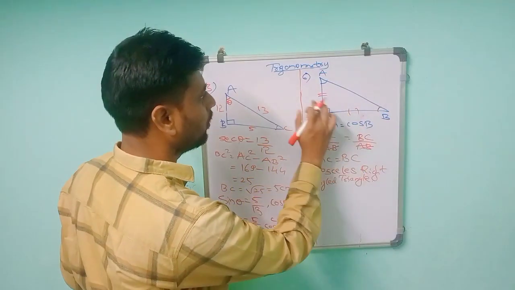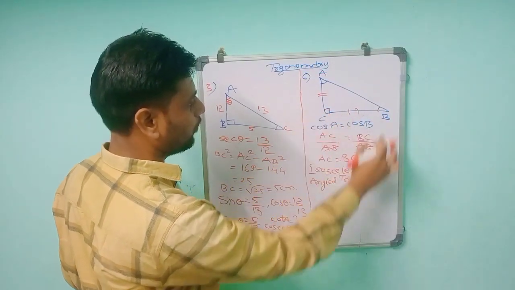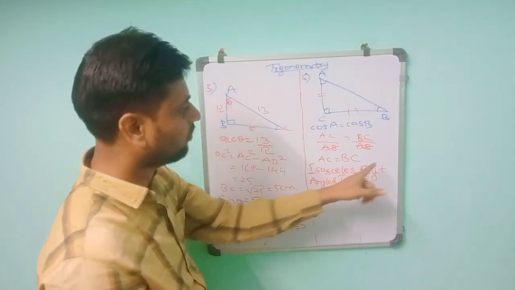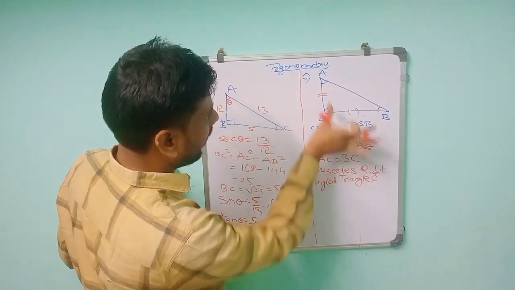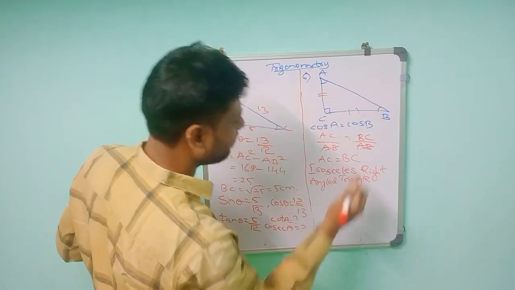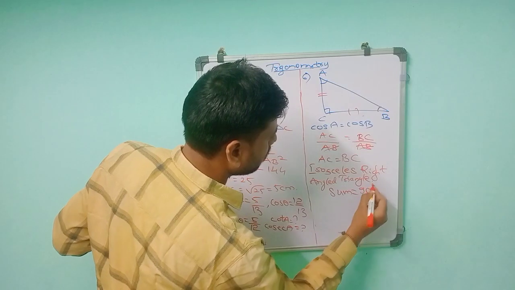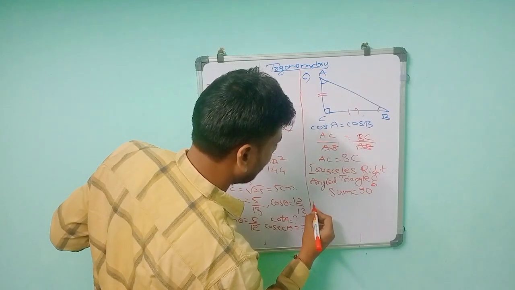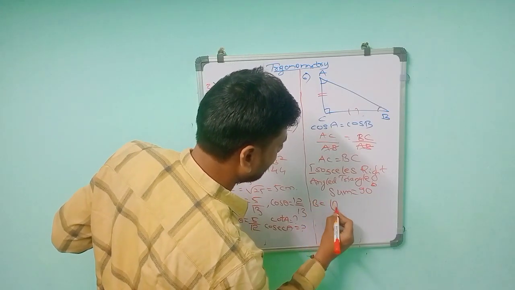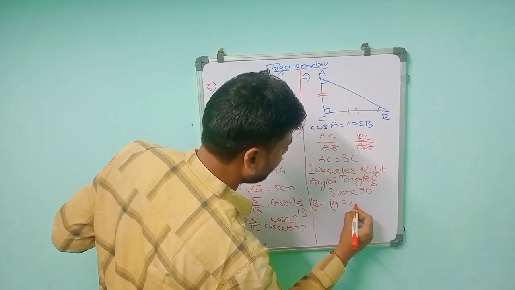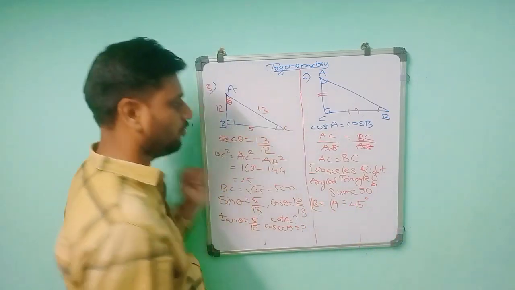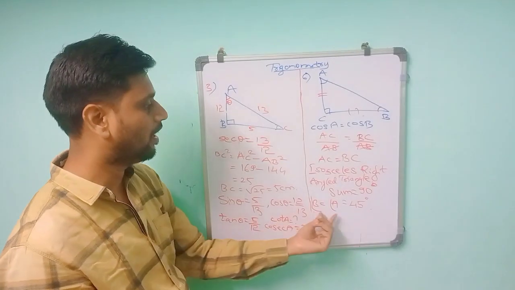AC is equal to BC, we have proved this. So these two sides are equal, and this is a right angle triangle, so it becomes an isosceles right angle triangle. For an isosceles right angle triangle, the opposite angles will be equal. As their sum is 90, angle B and angle A will each be 45 degrees, 90 divided by 2. So angle A is equal to angle B.